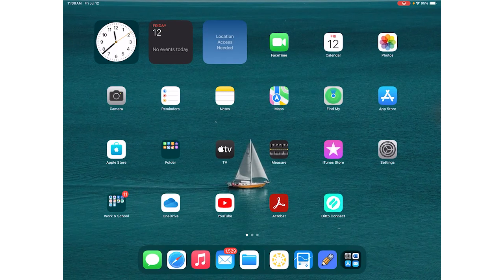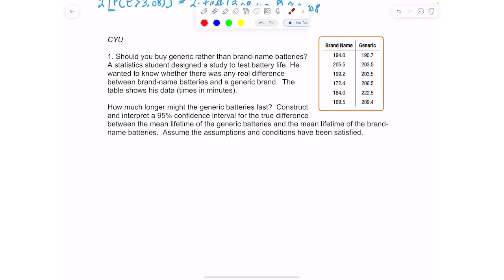So I'm just going to kind of make a little table here that we can look at. You've got something like brands and then generic. And we've got n, our sample mean, and our sample standard deviation. Okay, and we know that both were 6 for the sample size. Brand name had a mean battery life of 187.4 and generic was 206. And then standard deviation for brand was 14.6 and generic was 10.3.